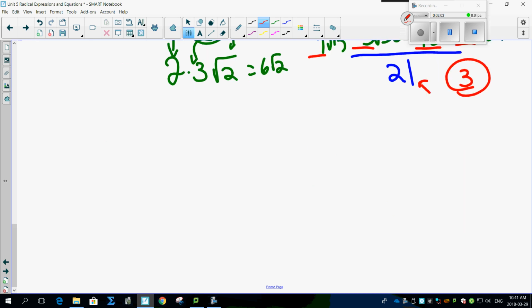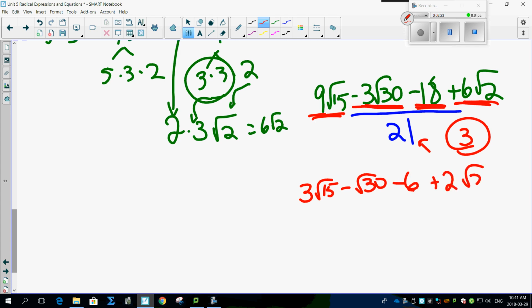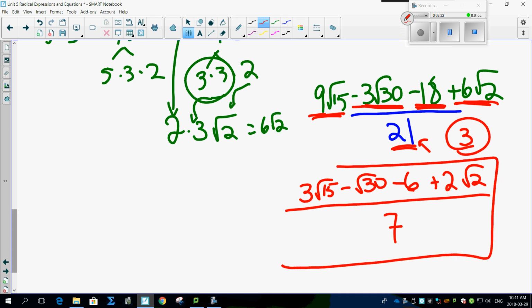Okay, so here we go. Oh, let's move it down a little bit. That jumped up. There we go. Divide everything by 3. Okay, so this guy here becomes 3 root 15. This guy here becomes minus root 30. This guy here becomes minus 6. This one here becomes plus 2 root 2. And guess what? The whole thing is over, yep, you're taking a 3 out of the 21 as well, over 7. And that would be your final answer. Woo, what a question. Holy smokes.